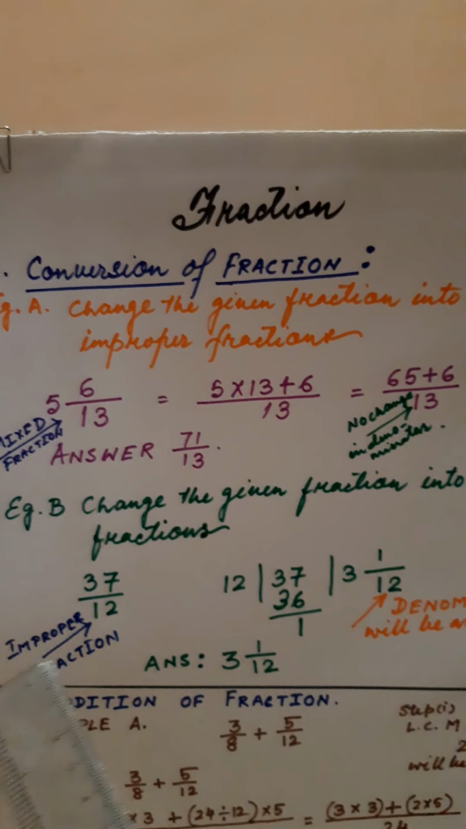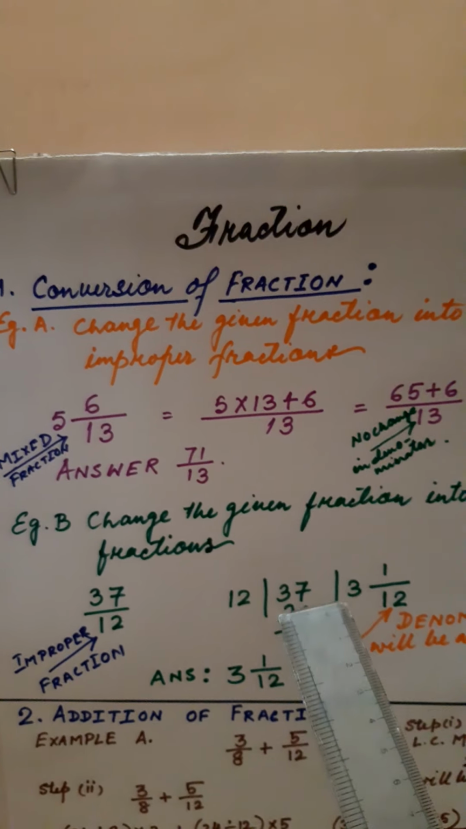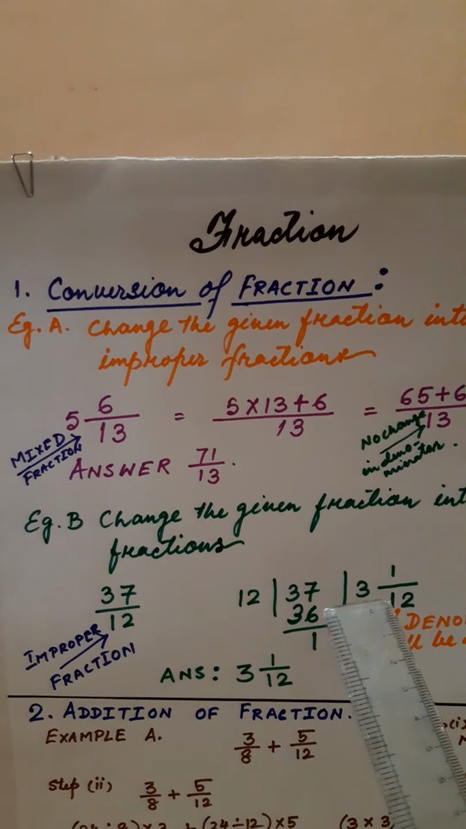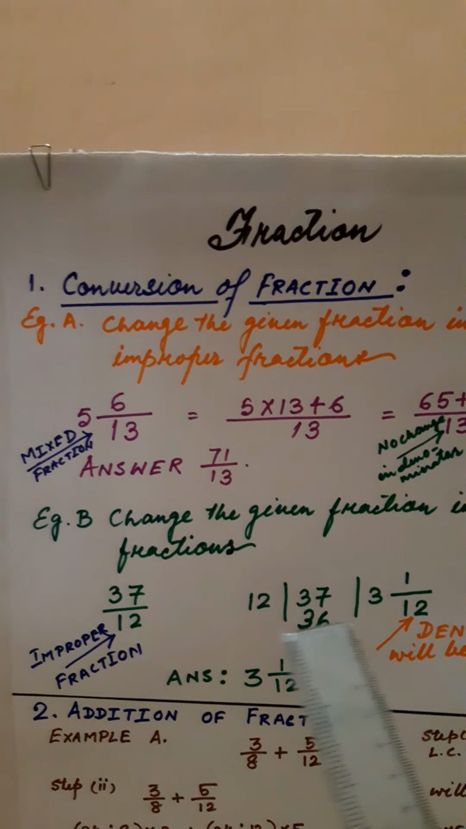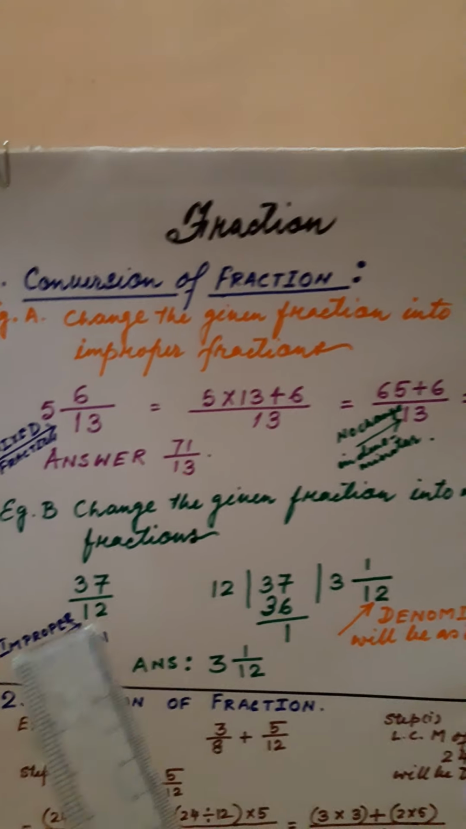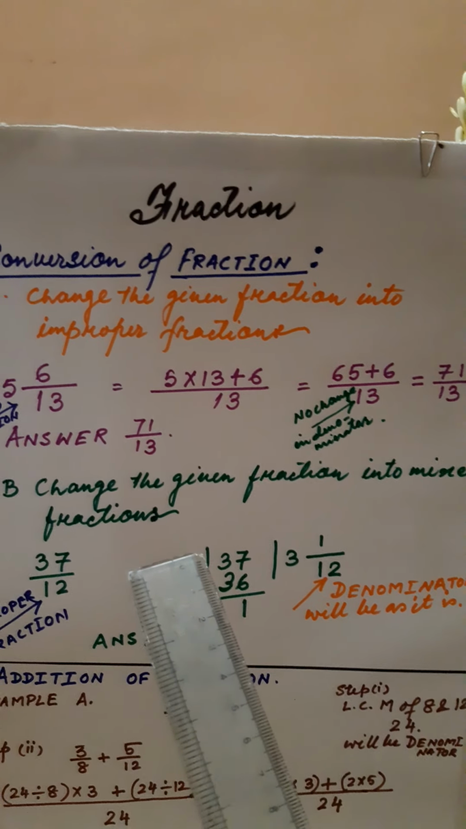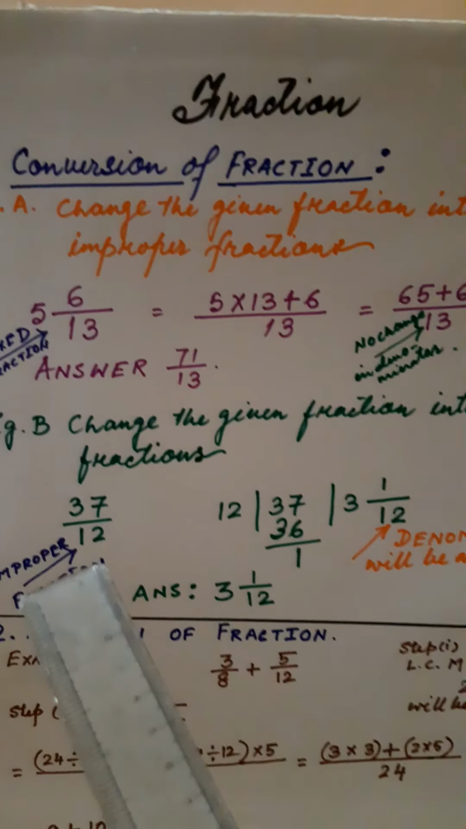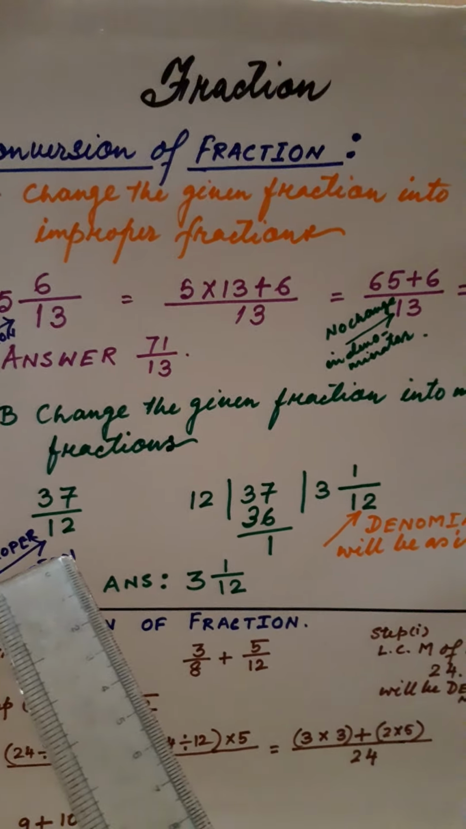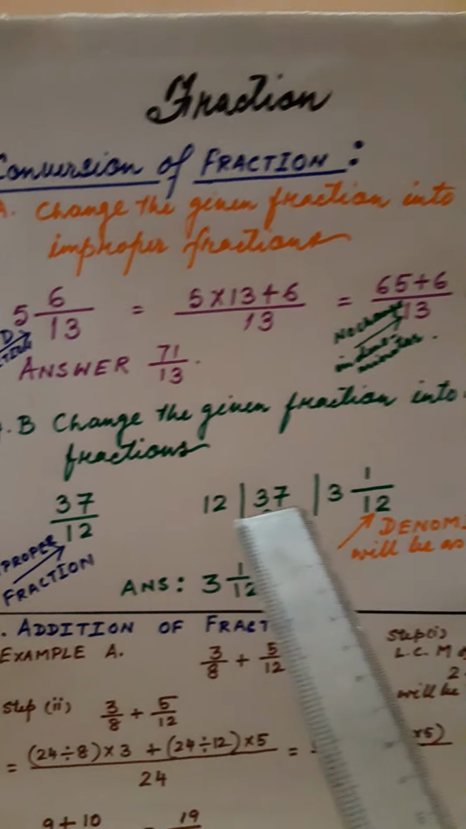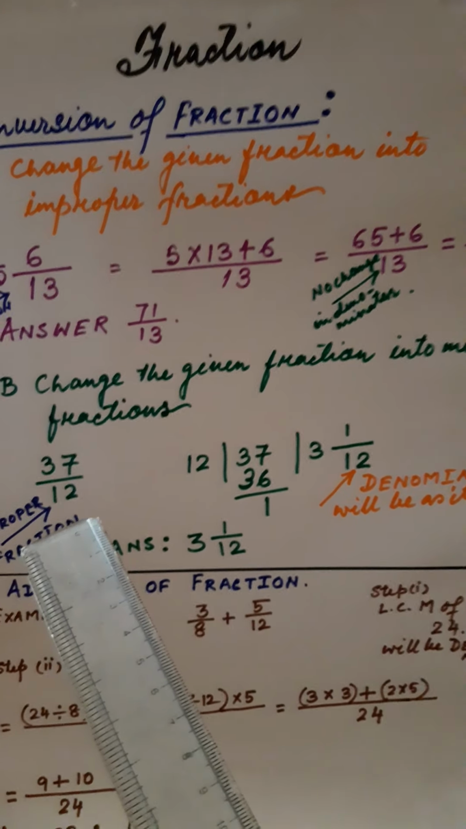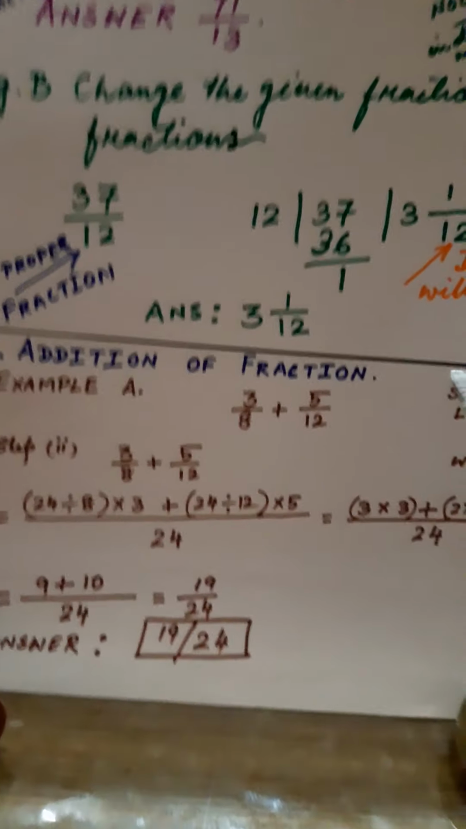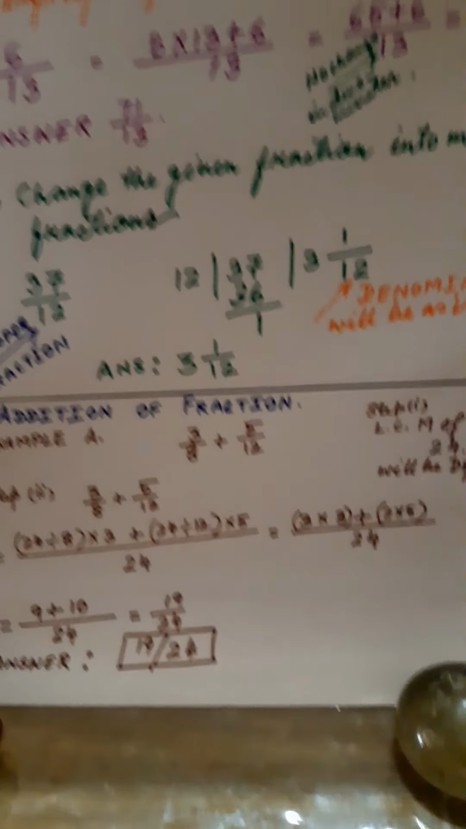If you follow the first process, that is whole number multiplied by the denominator, you will get 36 plus 1, 37 by 12. So in the first sum, you have learned how to change a mixed fraction to an improper fraction. Here you have learned how to change an improper fraction to a mixed fraction. But you can convert it in any way, right? Okay. Now, as I told you, I am going to do the addition of fractions.